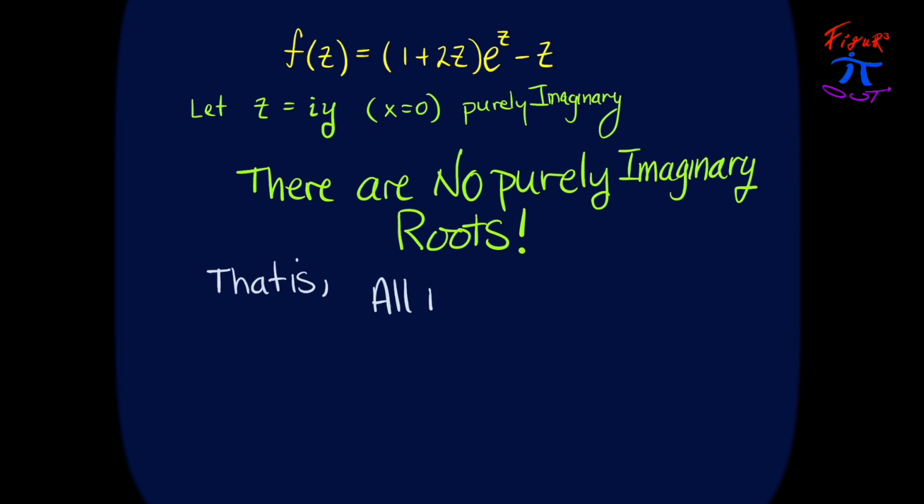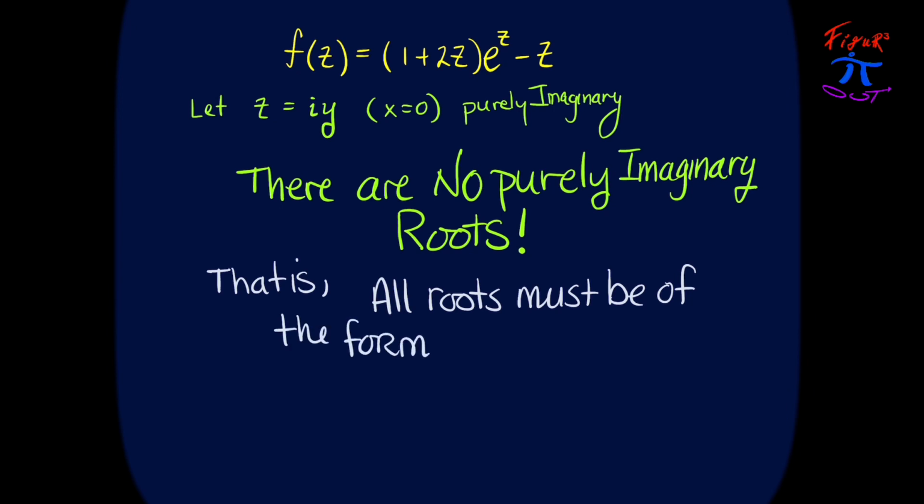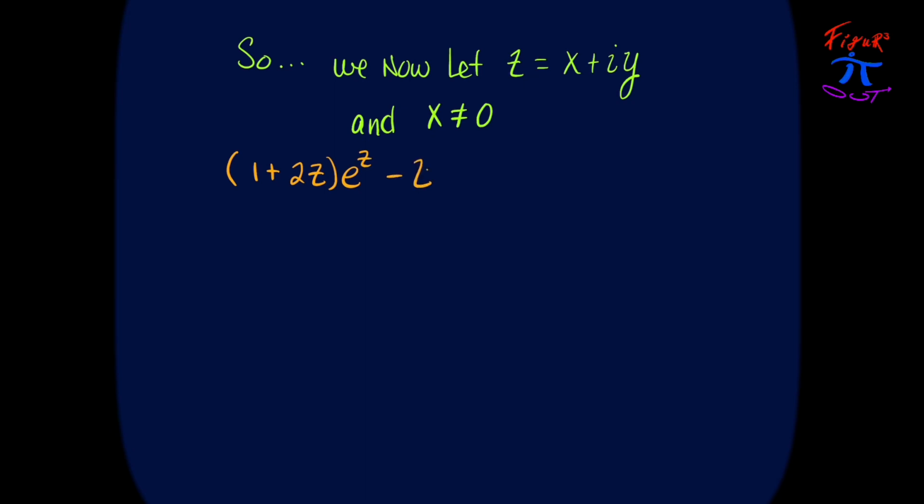So up to this point, we've proven that all the roots are neither purely imaginary nor purely real. They must all be of the form z equals x plus iy, where the real part x is not equal to 0. So now we just let z equal x plus iy, where x is not equal to 0, and let's see what happens when we substitute into our equation.